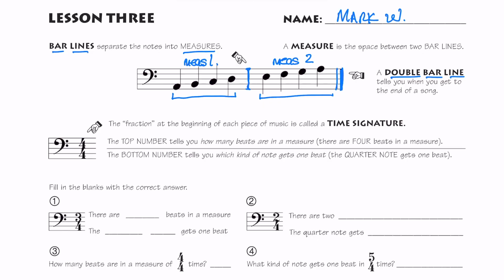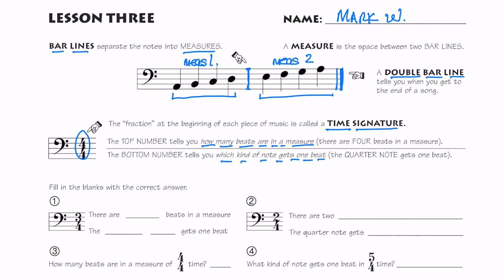So when you see a piece of music, you'll often see a fraction at the beginning of a piece of music, and that is called a time signature. The top number of a time signature tells you how many beats are in a measure. We also say, instead of beats, we say counts. How many counts are in a measure? The bottom number tells you which kind of note gets one count or one beat.